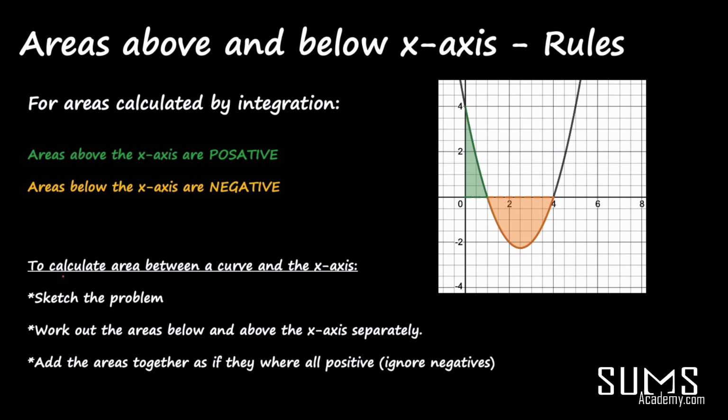So the best thing you can do is sketch the problem. Often there's a sketch provided, but if not, you might have to sketch the problem. And then what you want to do is work out the area above and below the x-axis separately, then add the areas together as if they were all positive, okay? So that plus that would give you the total area. But if you calculated from -2 to 3, it wouldn't. It would be taking these two away from each other, which is not what we want to do. Okay, I'll do an example to explain this. But yeah, it can seem a bit counterintuitive first time you see it.